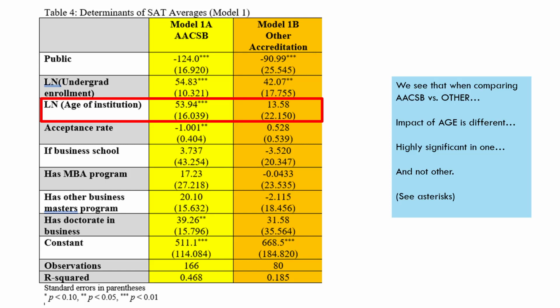So in this case, I would definitely want to say, look, for Model 1B, for other accreditations on the right in orange, it doesn't appear that age of the institution affects SATs. But on the left, when we look at AACSB institutions only, not only do we see that it's highly significant, it's got a pretty significantly large coefficient, right? I'm not going to talk about interpreting that because this is a natural log variable. We didn't deal with natural logs, so let's not bother there. But do you see what I'm going at? This is pretty cool because side by side, I can make a comparison.